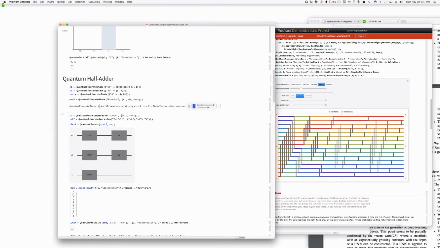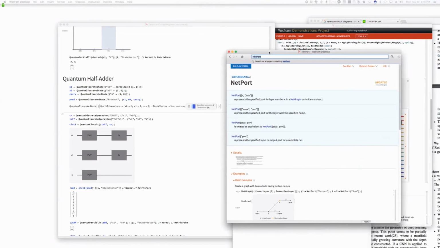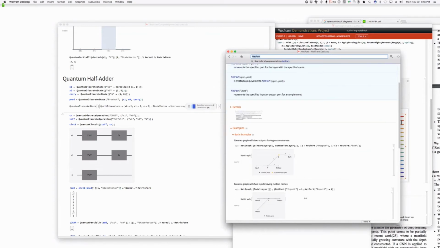Okay, so here, quantum discrete operation applying... So let me ask this question. In the neural net framework, these are represented by net ports in various ways, I think. I think the analog of the quantum entity here is a net port. Now, that is not necessarily a very helpful statement, but let's take a look here. Okay. No, that's not particularly useful.